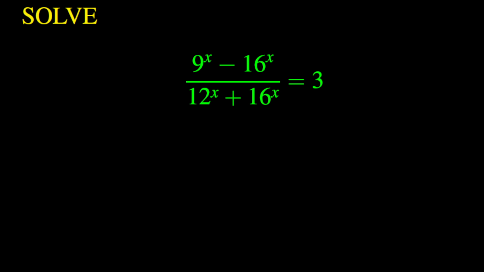Today we want to solve the following equation: the fraction with numerator 9 to the power x minus 16 to the power x, and denominator 12 to the power x plus 16 to the power x, equal to 3. This is a type of exponential equation that frequently appears in mathematical Olympiads around the world. We will carefully walk you through the solution, by applying basic algebraic techniques.